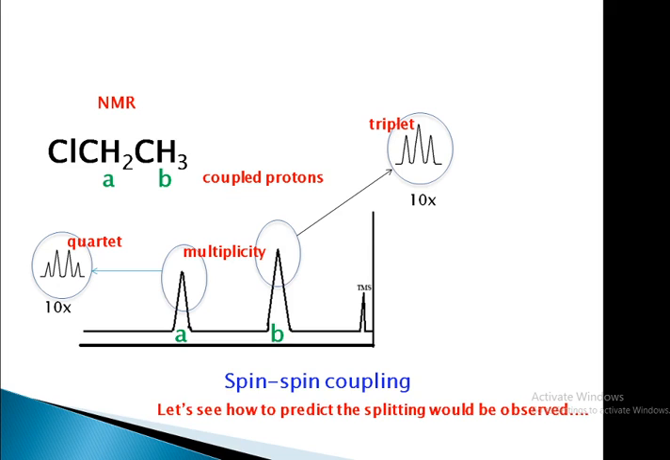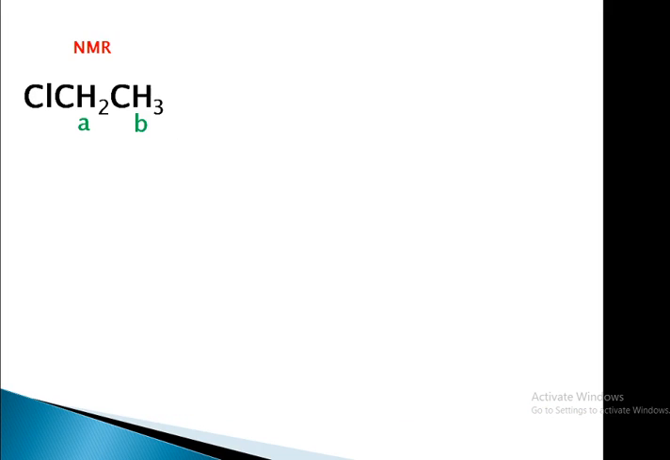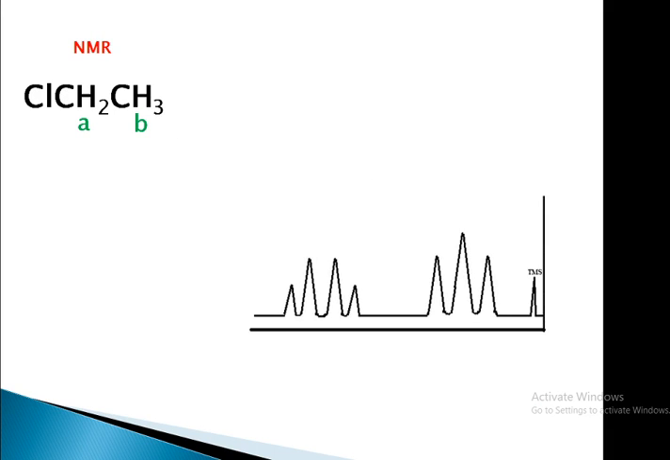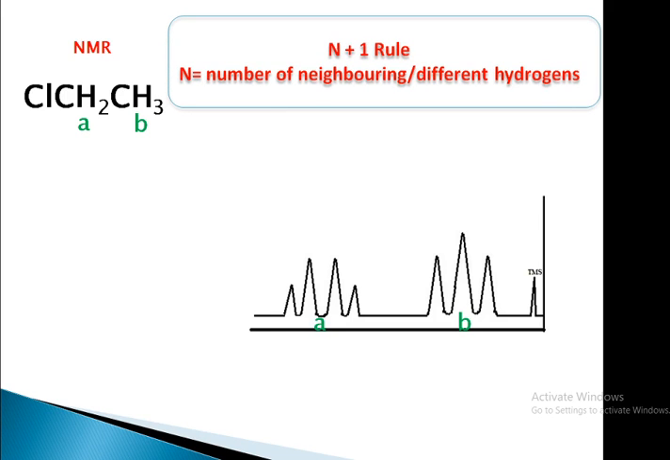Now let us see how to predict the splitting that would be observed. Let us see the NMR spectrum of the split peaks of the same example. This is our rough sketch of the spectrum, and this quartet is due to the A type hydrogen, and this triplet is due to the B type hydrogen. Now there is an important rule governing the splitting of the signals, called the n plus 1 rule. Here n is the number of neighboring different hydrogens. So let us see for each peak, A and B, how the splitting has happened.